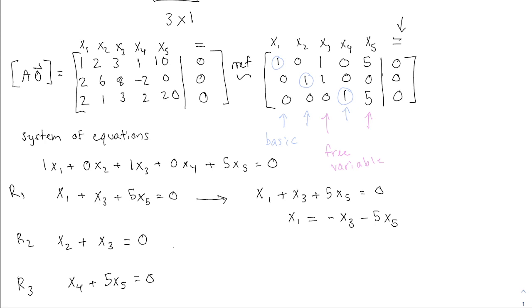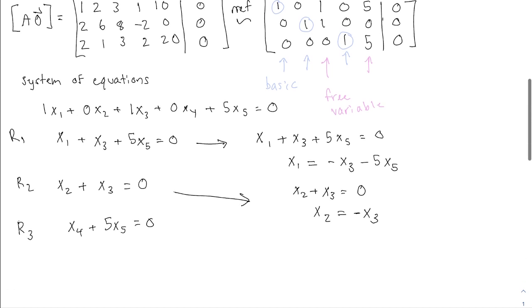So let's try it with the other ones. x2 plus x3 equals 0. Well, x2 is our basic variable, x3 is our free variable, so let's solve for x2. Subtract x3 to the other side: x2 is equal to negative x3. And I'm just going to move down just a little bit. For our third row, we have x4 plus 5x5 is equal to 0.